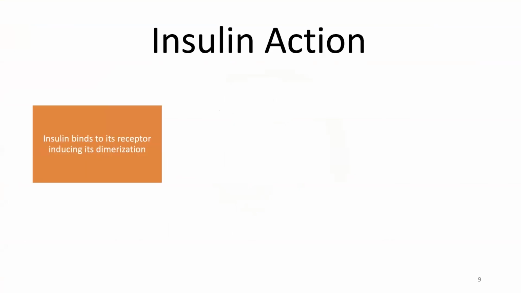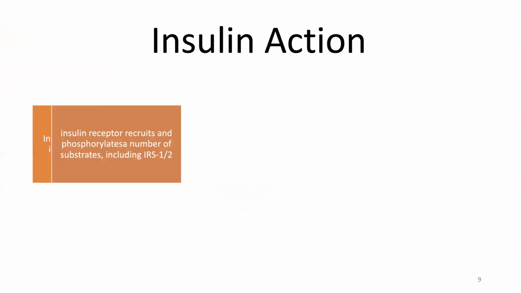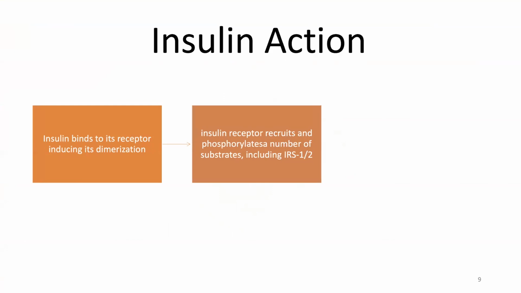Before understanding anything about the fatty liver and the processes which flow from there onward, I think it is important to understand what insulin is and what it does in the body. Insulin basically binds to its receptor, which leads to dimerization.